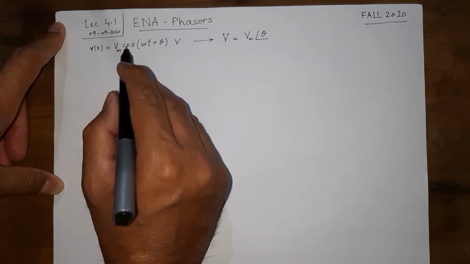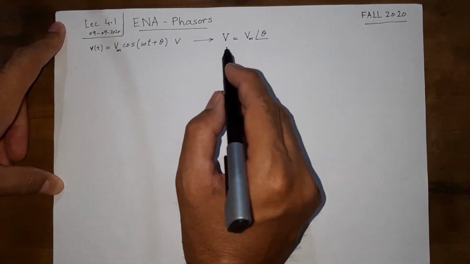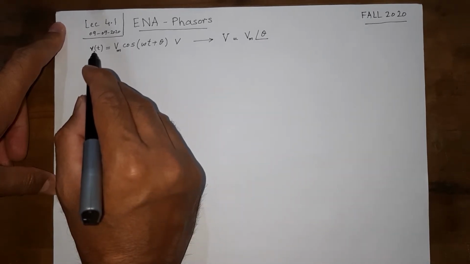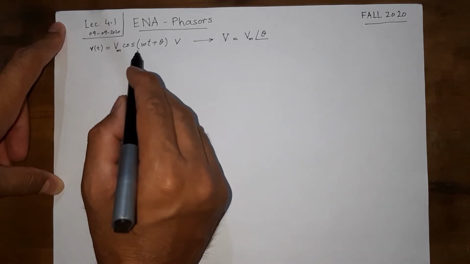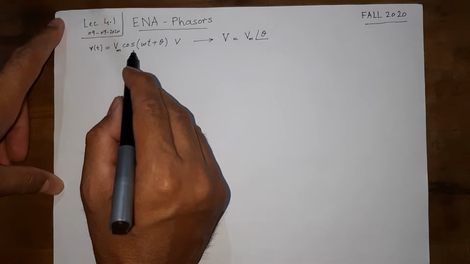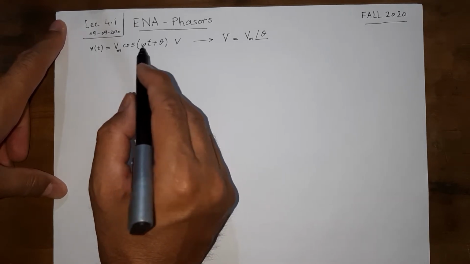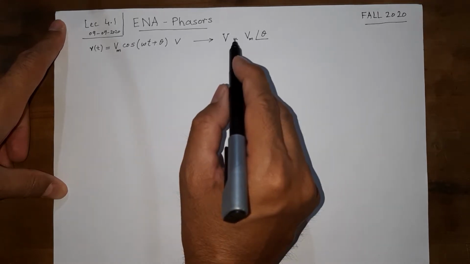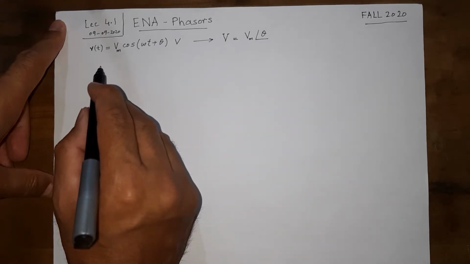So we ignored that it is sinusoidal. We ignored this frequency omega. In this conversion, we got a complex number from a sinusoidal entity, a sinusoidal signal, you can say. So how was this possible? We saw that in the previous lecture. You can go back and see.